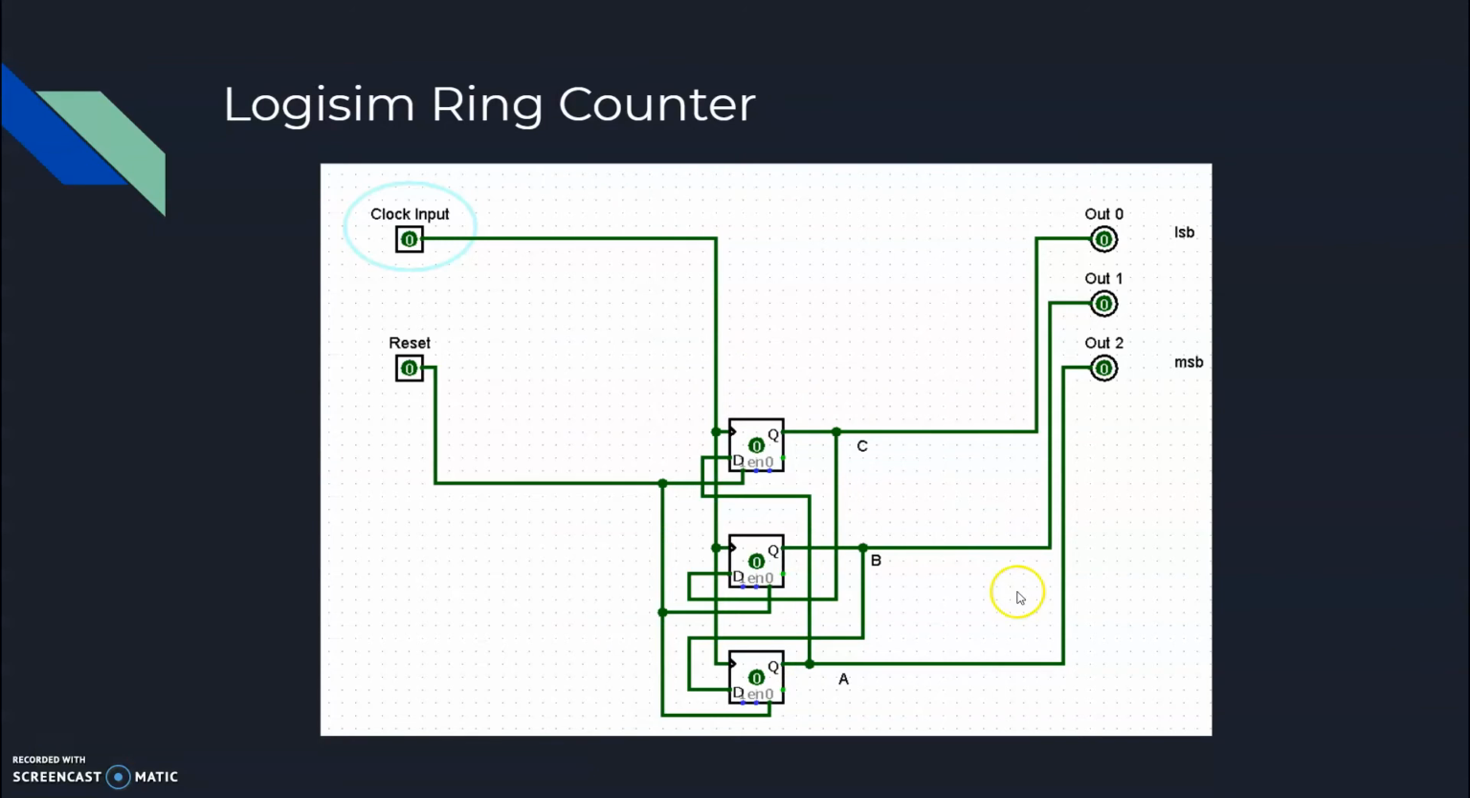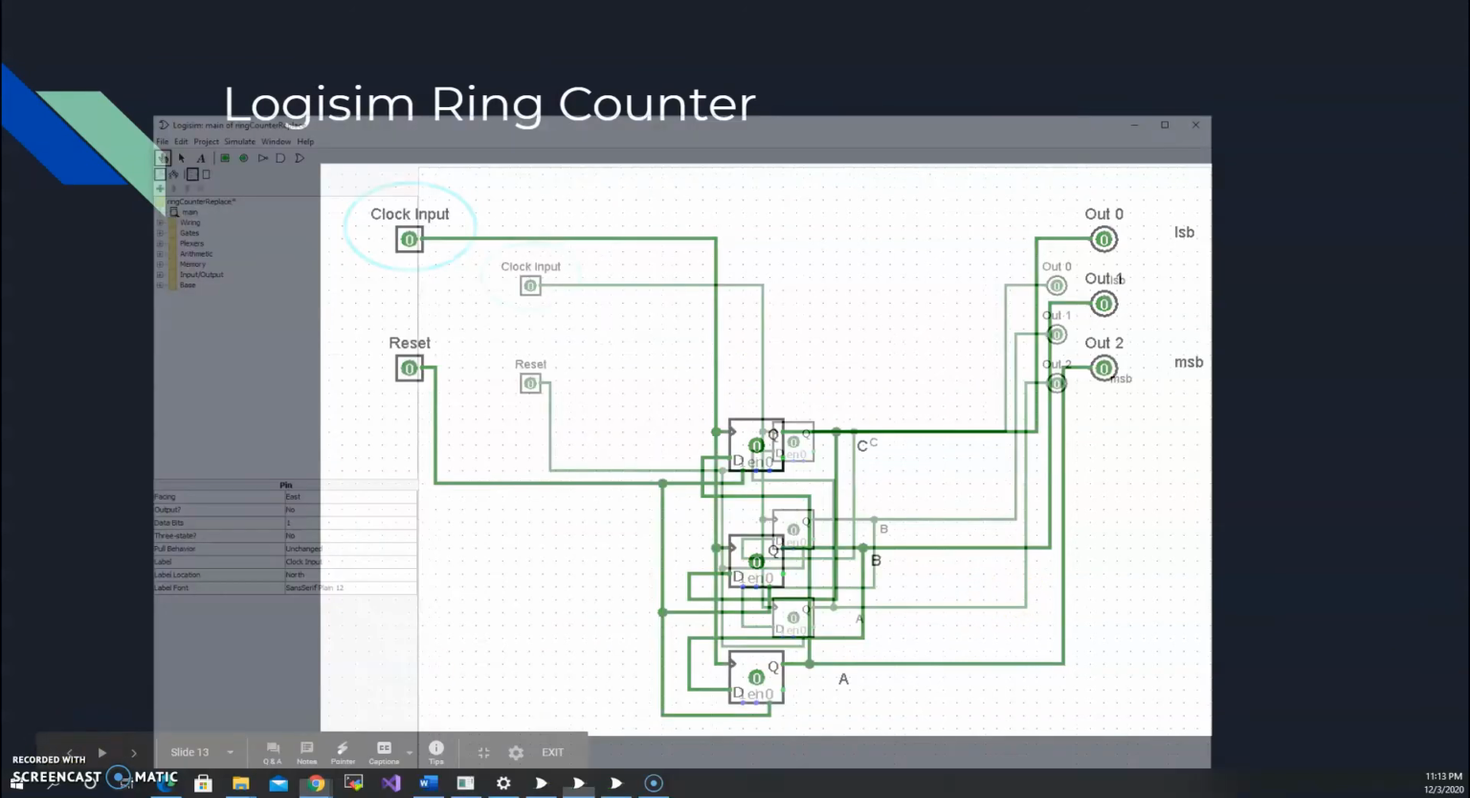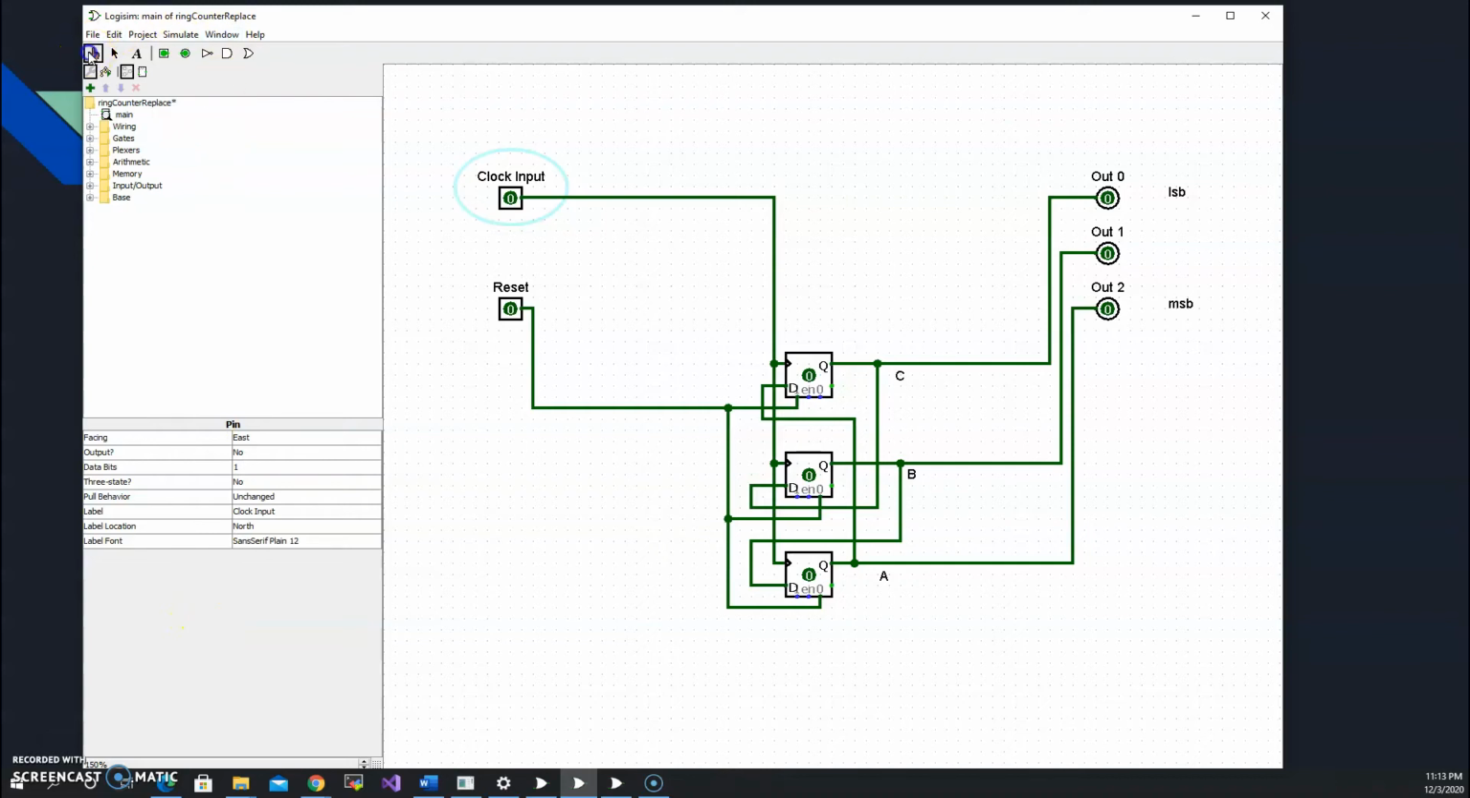This is what this one looked like when implemented in Logisim. And when we go through that simulation, if we have all zeros, we want to reset to a 1, and then that goes to a 2, a 4, back to 1, 2, and 4.